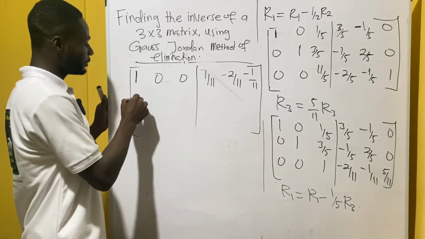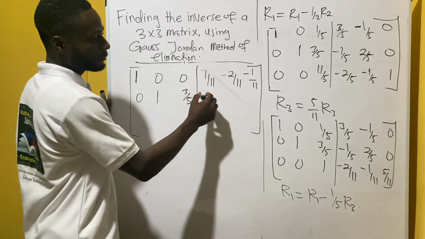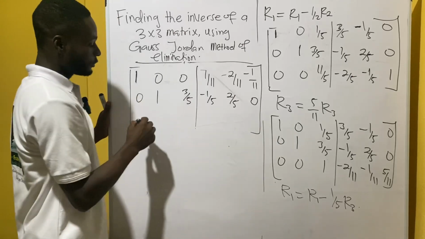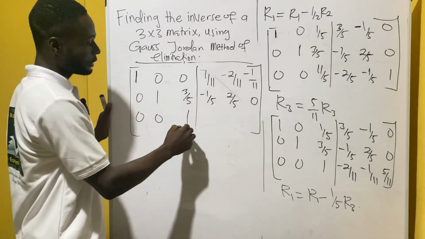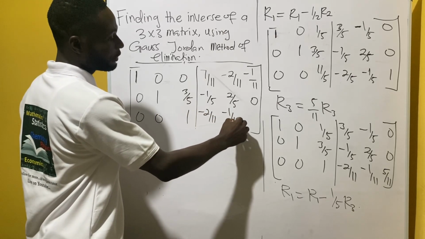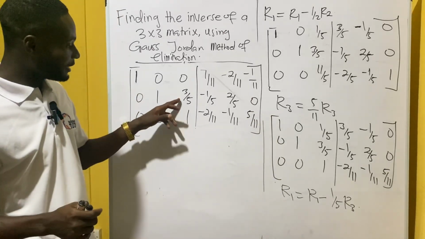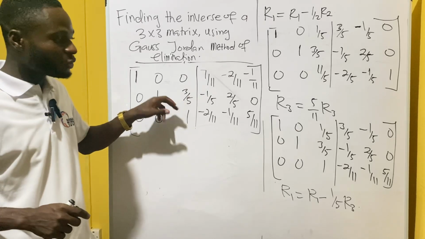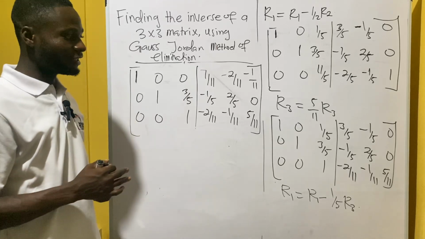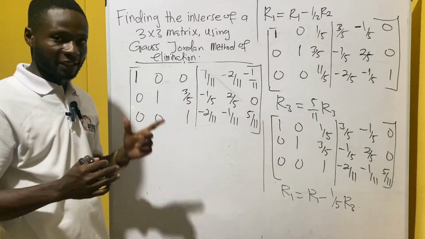So yes, let's maintain this right here. So we have 0, 0, 1, and then negative 2 on 11, negative 1 on 11, and 5 on 11. So this right here is left, this element alone, to be eliminated so that we get the identity matrix on the left hand side. So this one can be our inverse of the 3 by 3 matrix.